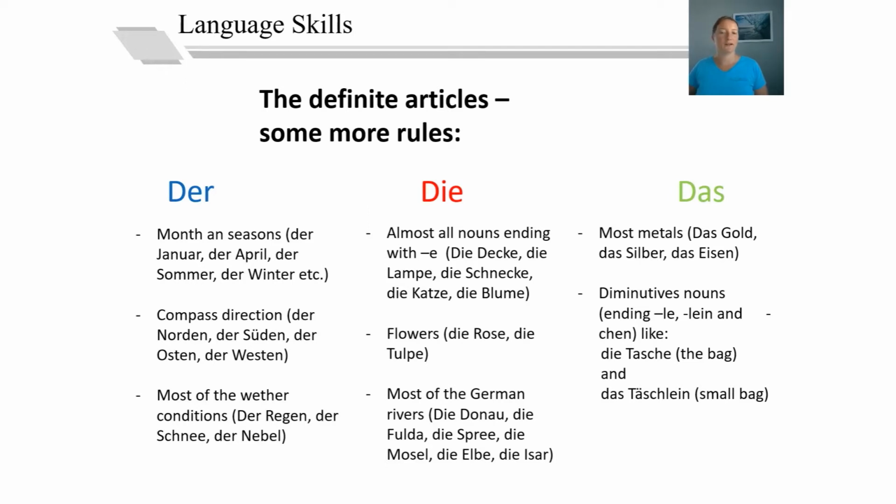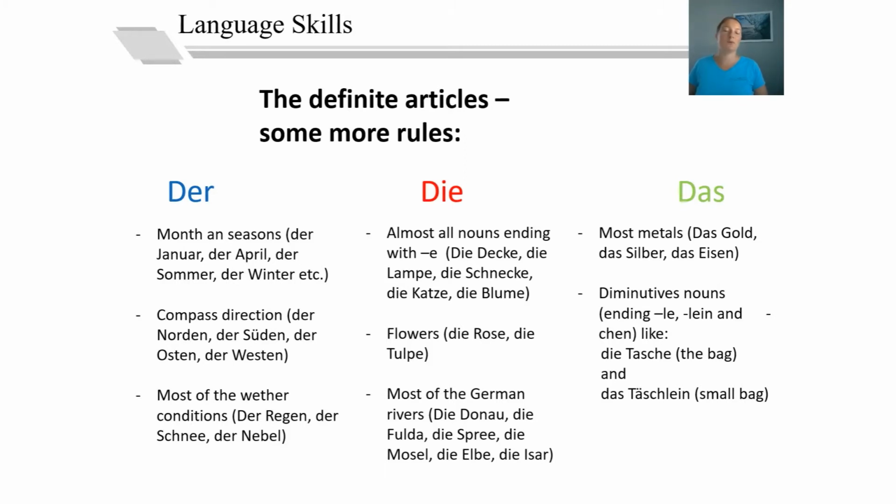Flowers like die Rose, the rose, die Tulpe, tulips, and so on. Sunflower, die Sonnenblume, goes with the definite article die. And most of the German rivers like die Donau, die Fulda, die Spree, die Elbe, die Isar, die Mosel, and so on. Not all of them, but most of them.